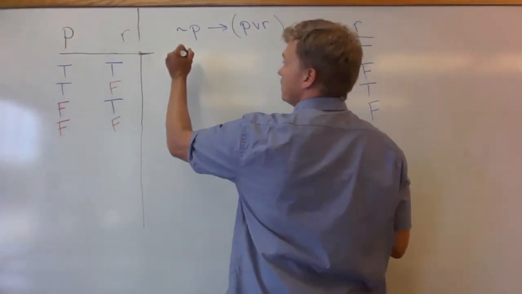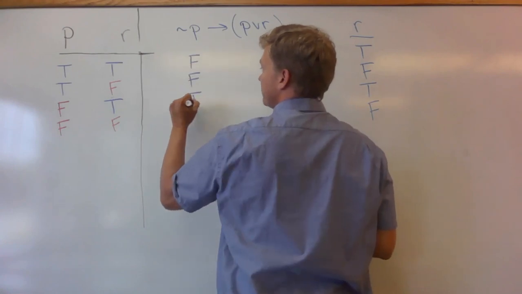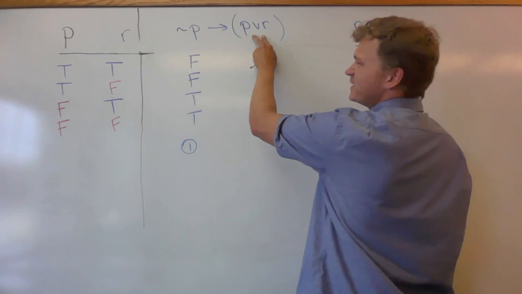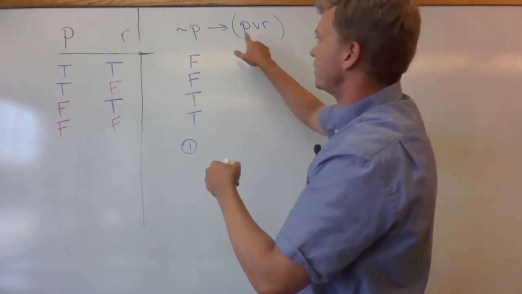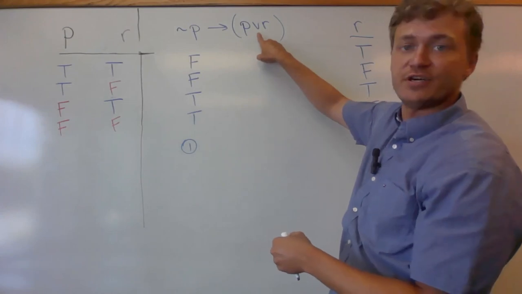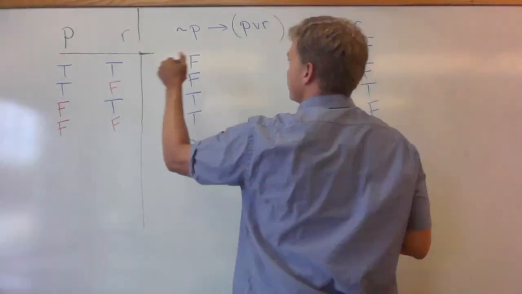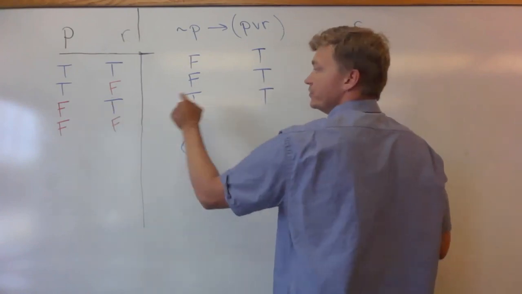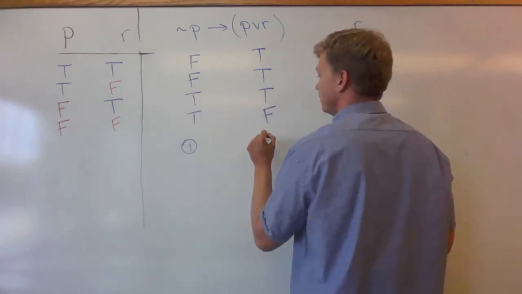Not P is FFTT. P, again, in this case here, I'll jump a step here, because we know P is TTFF. We know that R is TFTF. So the disjunction, the or connective: true or true is true. True or false is true. False or true is true. False or false is false.